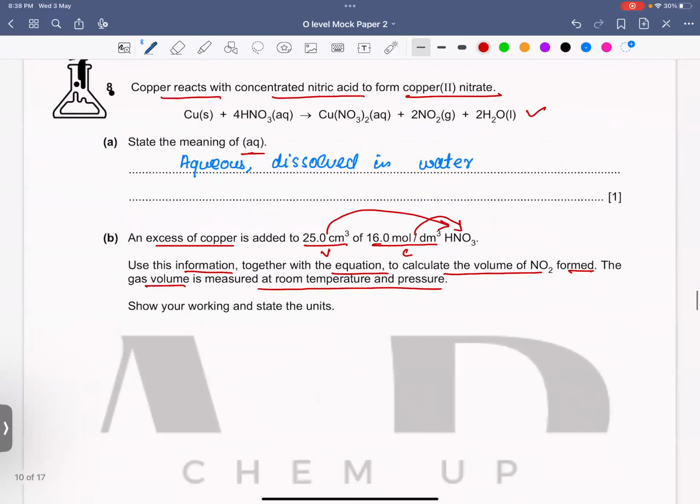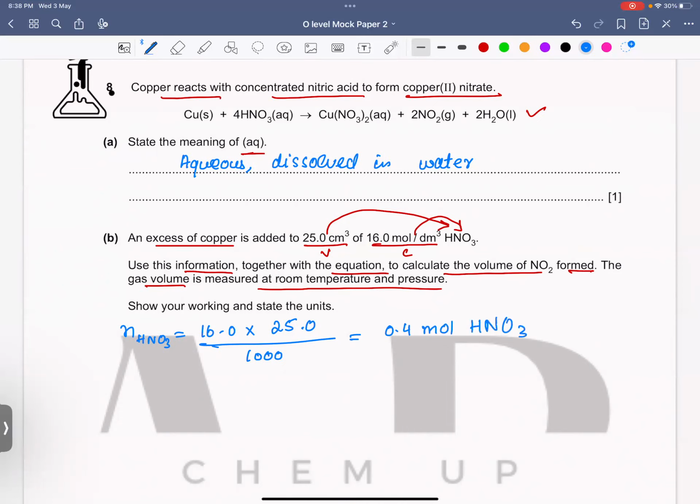Okay, so first you have to find the moles of nitric acid. To find the moles of nitric acid, we multiply the concentration of nitric acid with the volume, but the volume must be in dm³, and for that we have to divide by 1000 because the volume provided is in cm³. So just multiply and tell me the answer, please. Is it 0.4 moles? Yes, sir. 0.4 moles. So 0.4 moles of nitric acid are there.